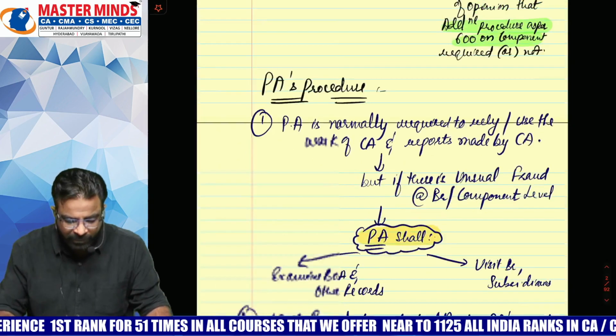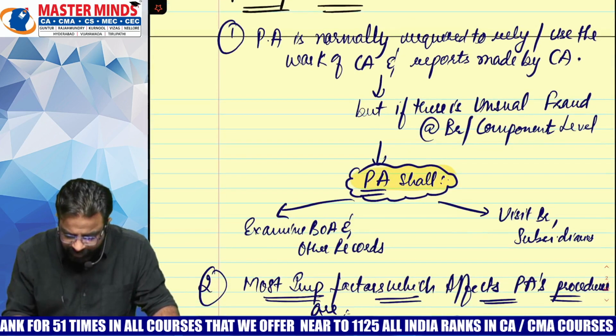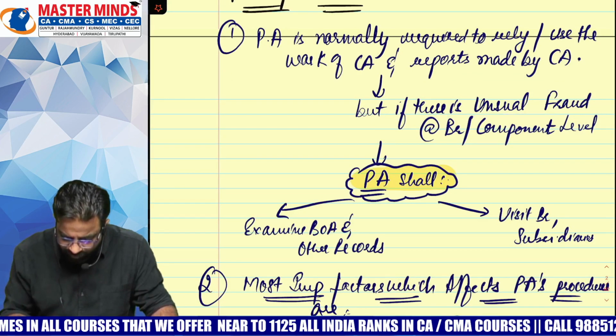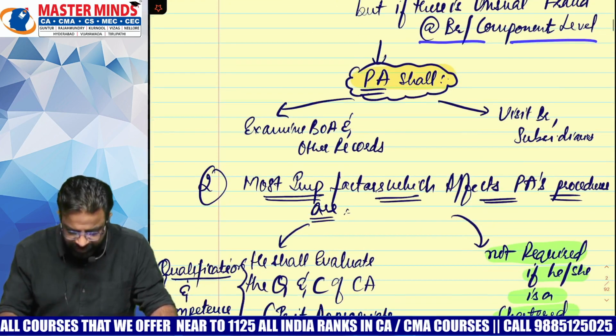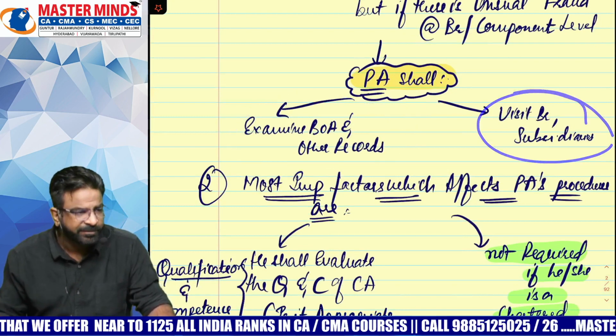Second thing. Now see. The PA is normally required to rely on and use the work of the component auditor and the reports made by the component auditor. But if there is an unusual fraud at the branch or component level, then the PA shall examine the books of accounts and other records and visit the branch and subsidiary.